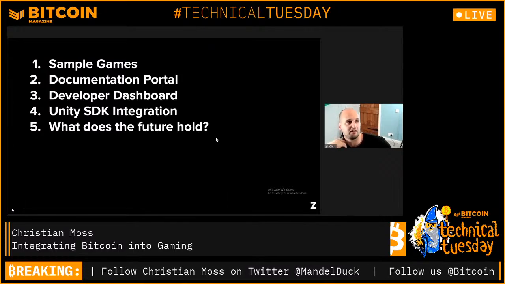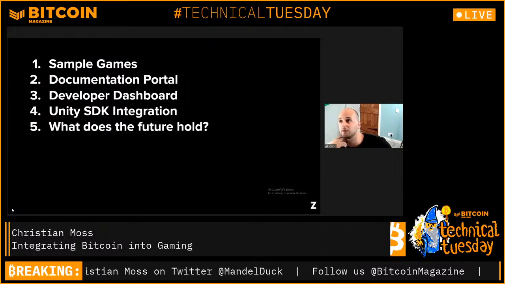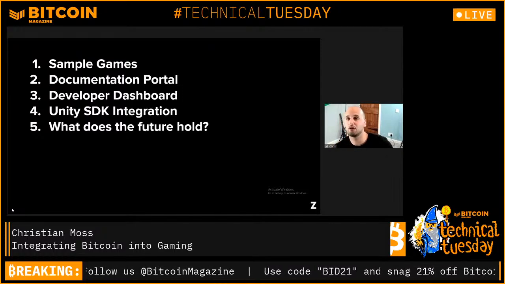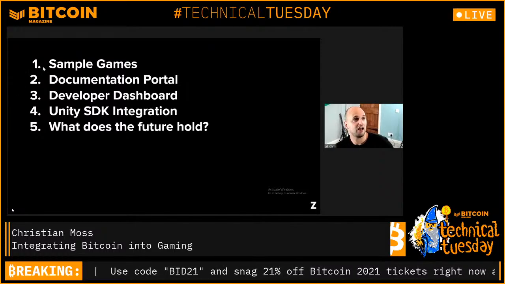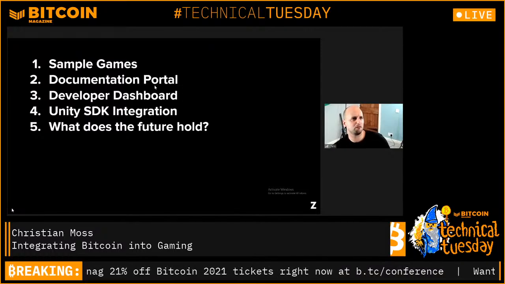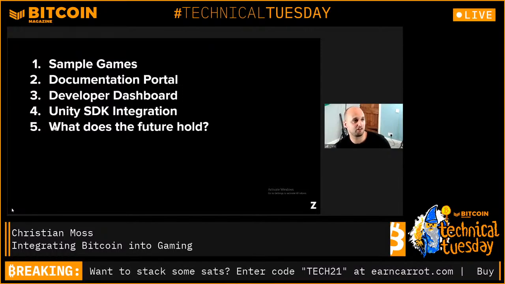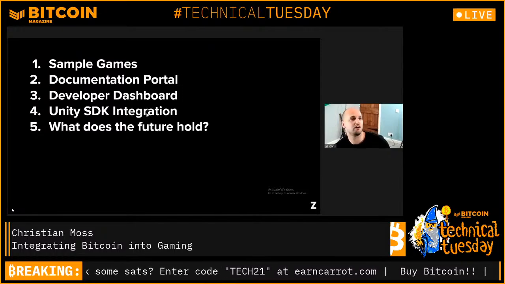I'm not really going to give too much of a slide presentation. I thought it'd be better to demo some games and give a technical walkthrough of how anybody interested in integrating Lightning in a game can do so. I'm going to go through some code in a Unity sample to show you how easy it is. I'm going to start off with some sample games, then introduce some of the documentation we have, show the developer dashboard, which is like a backend for developers to easily integrate the SDK. I'm going to show how to integrate the SDK, and then talk about what the future holds.